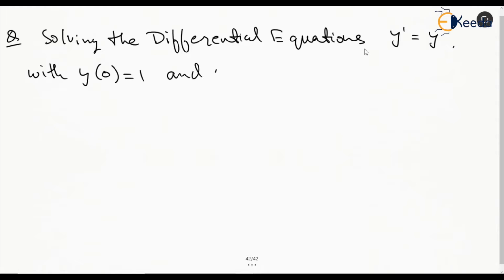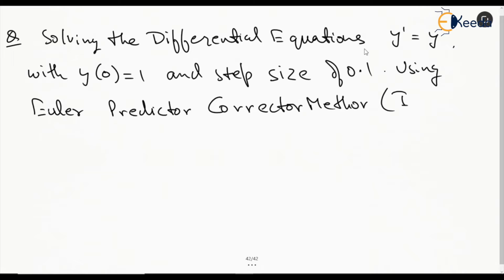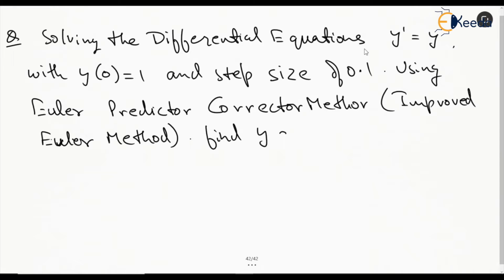and step size of 0.1 using Euler predictor corrector method, that is improved Euler method, find y after first 5 step.